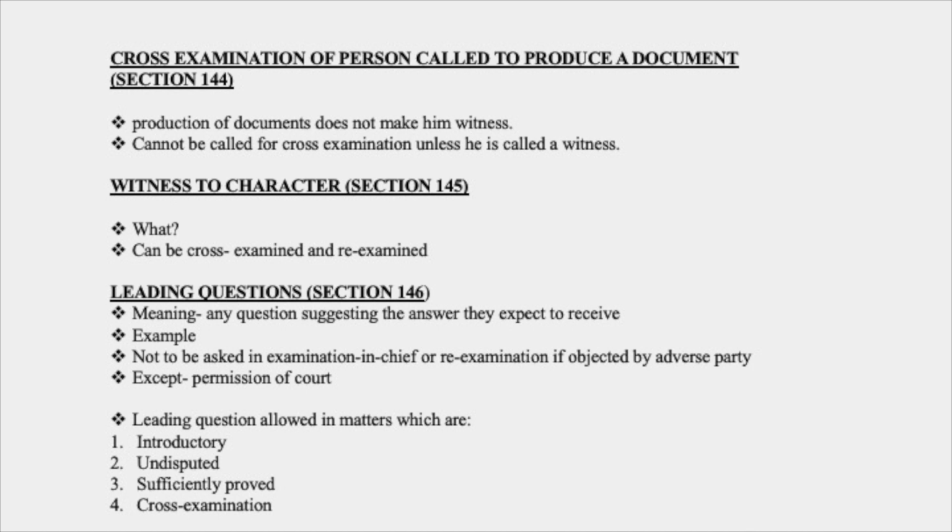Leading questions are not supposed to be asked in examination in chief and re-examination if the adverse party objects, except where there is permission of the court, in which case they can be asked. Some other exceptions where leading questions are allowed are where the matters are introductory in nature, the matter is undisputed, the matter is already sufficiently proved, or it is at the stage of cross examination.